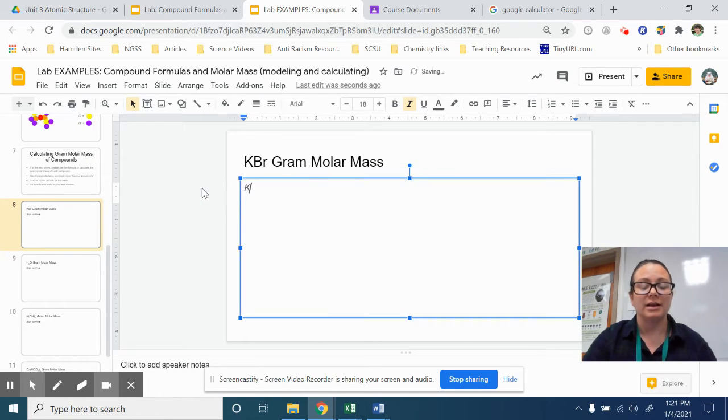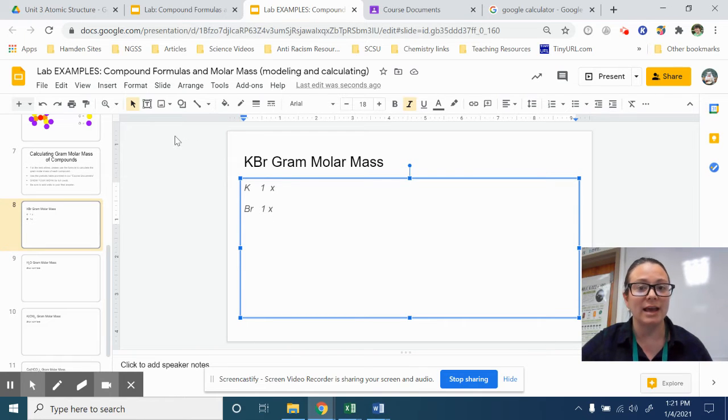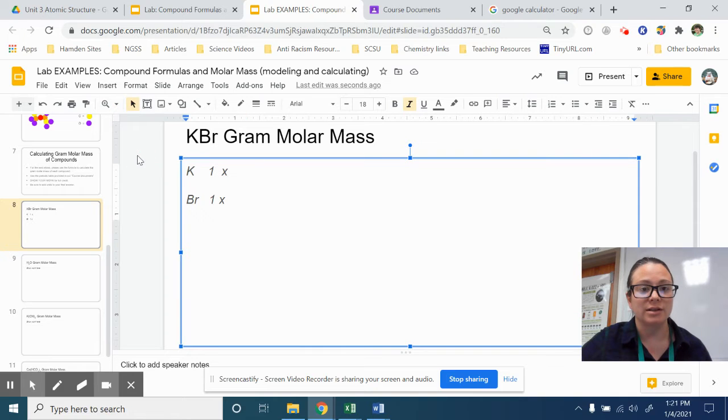To do that, we have K and Br. First, I'm gonna count how many there are. There's 1 K and 1 Br. Now I'm going to multiply, right? We've counted how many atoms, so we're going to multiply this by the atomic mass on the periodic table. So I need the atomic mass for K and for Br. I'm going to zoom in up here so you can see that a little bit better.